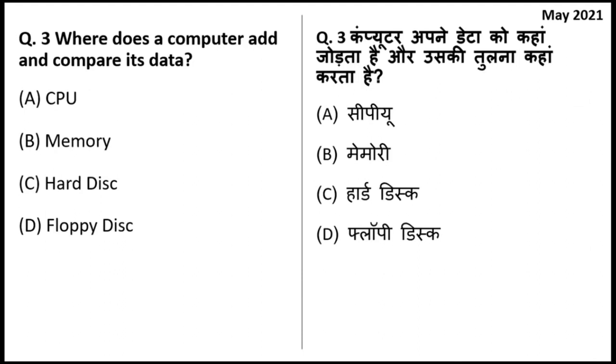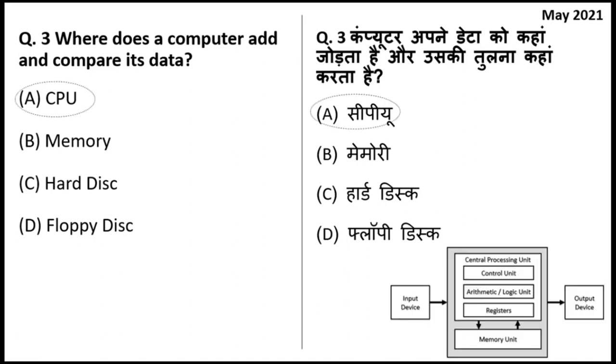Where does a computer add and compare its memory or its data? A computer is responsible for modification of data. It works on data. So this comparison is done where in the computer? It is done in the CPU.